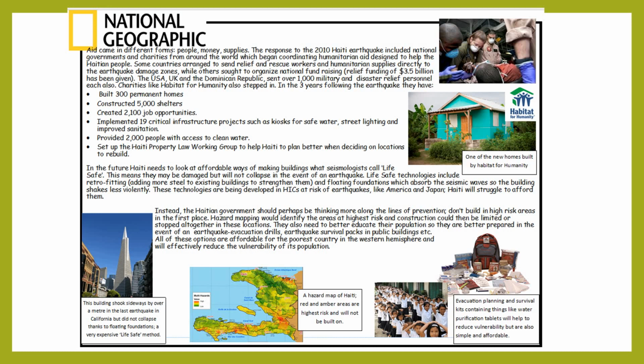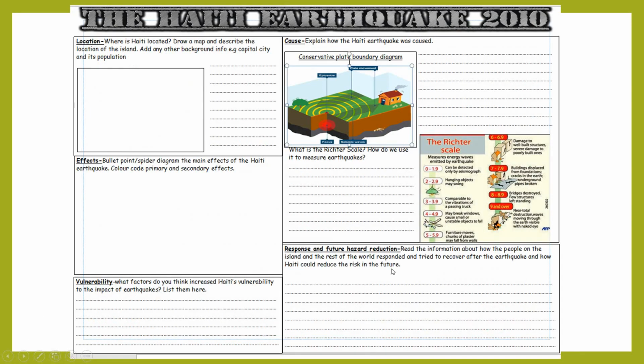So if you can't predict when it's going to happen, you can't protect yourself from buildings falling on you, and you're not prepared in knowing what to do when it happens, the death toll is going to be higher, isn't it? So there are some affordable ways of implementing the 3 Ps in Haiti that could reduce the death toll from future earthquakes. So use this to help you fill in this. Bullet points is absolutely fine. And then this last box here, you'll probably write more than I've actually allowed space for.